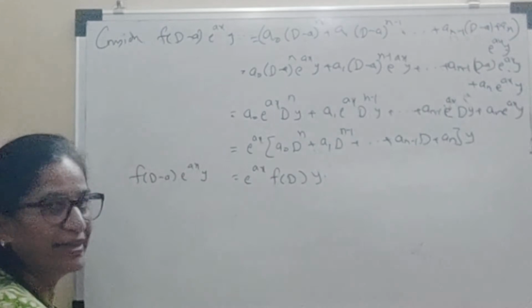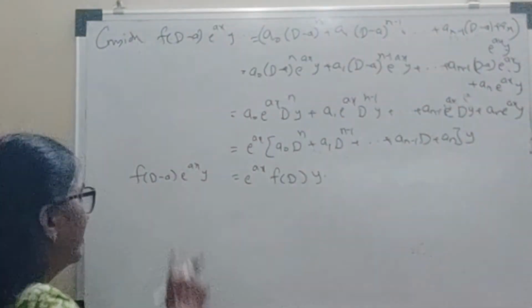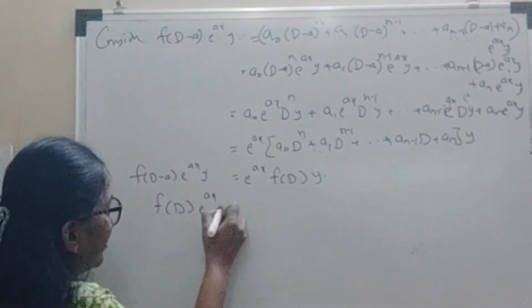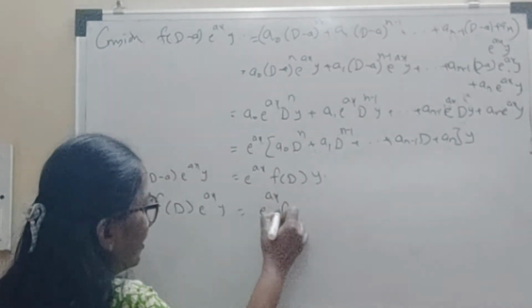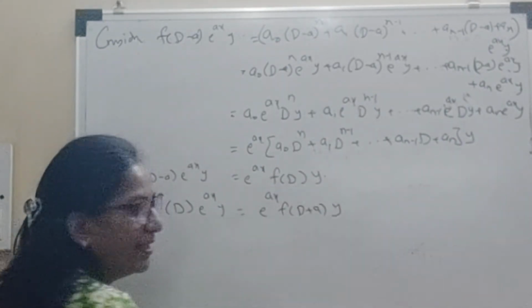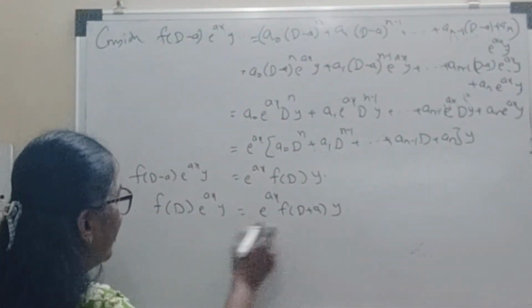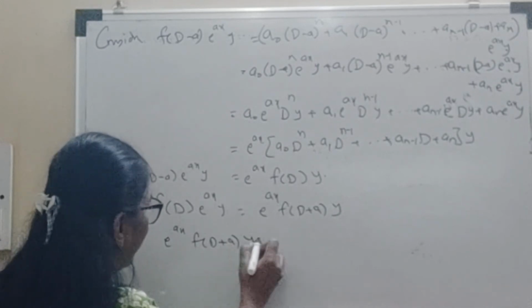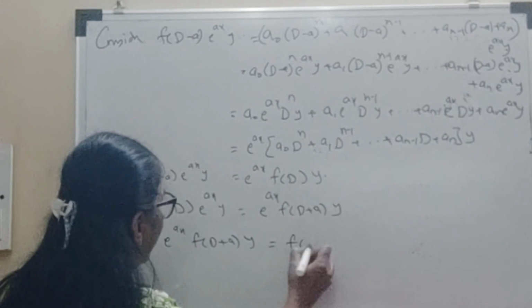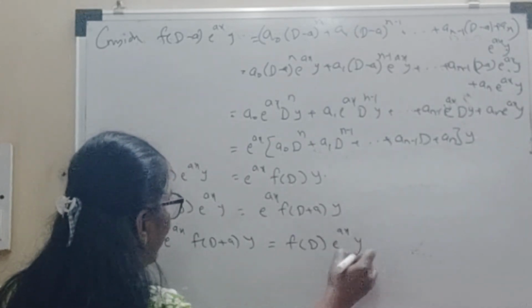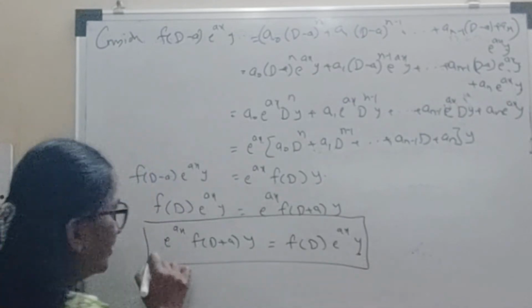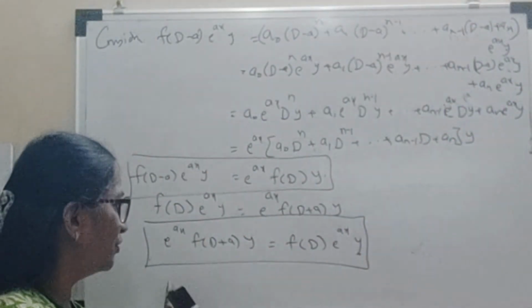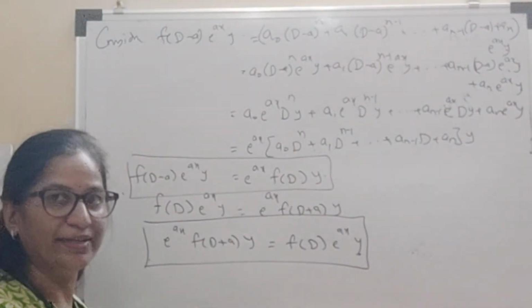Thus we have f(D − a) operating on e^(ax)·y is equal to e^(ax)·f(D) operating on y. If I replace D by D + a, the rule will be f(D) operating on e^(ax)·y is equal to e^(ax)·f(D + a) operating on y. This is also called the exponential shift rule. So e^(ax)·f(D + a) operating on y is equal to f(D) operating on e^(ax)·y. We are going to use this exponential shift rule to solve the example.